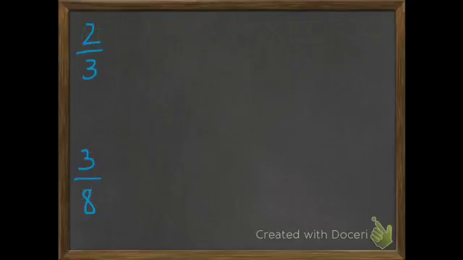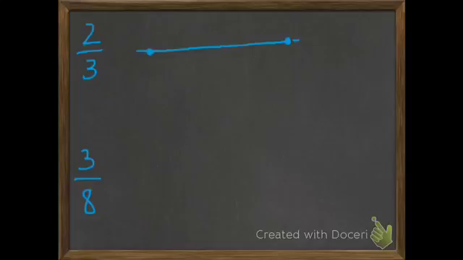Let's take a look at these two fractions, 2/3 and 3/8. While their denominators are different, their wholes are equal. Each fraction is part of one whole. Each fraction shows the value between 0 and 1.